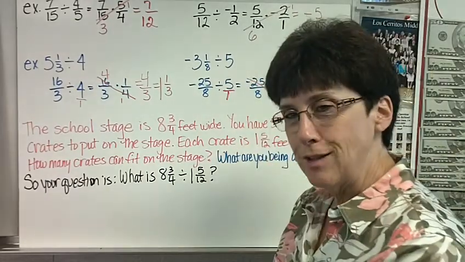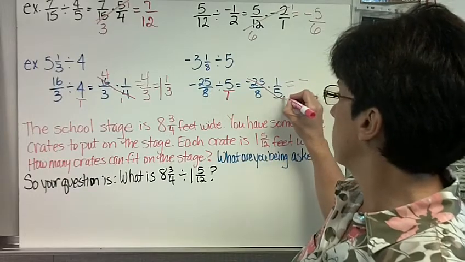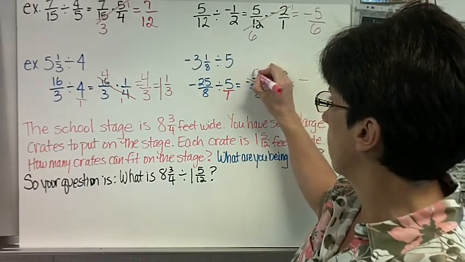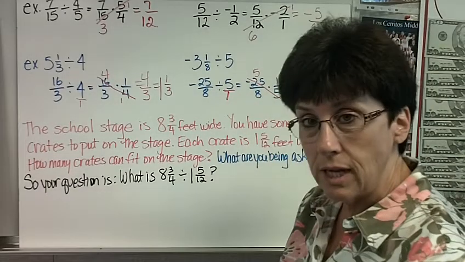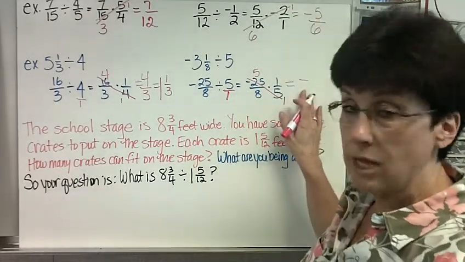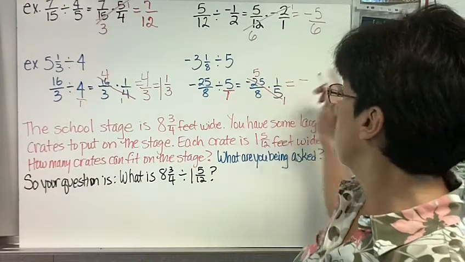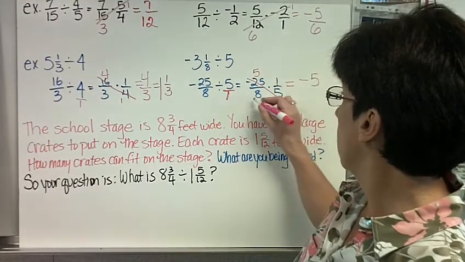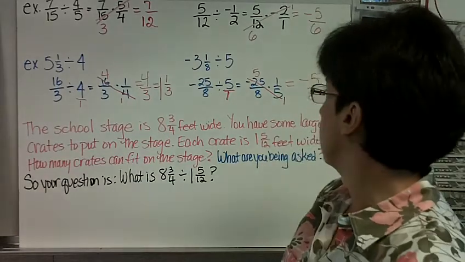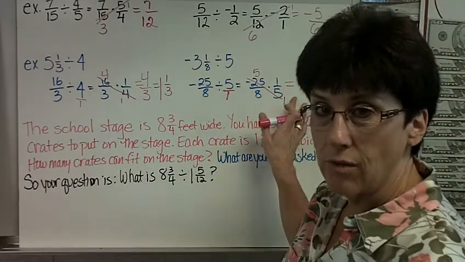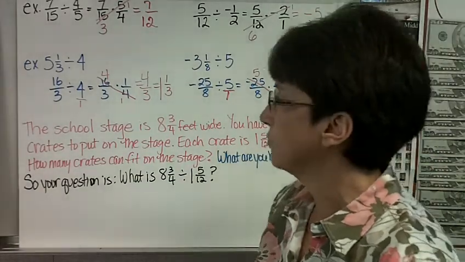Isn't that nice how all these numbers can be simplified? 5 goes into itself once, 5 goes into 25 5 times. Now multiply straight across, and I don't have to worry about the negatives now because I've already determined my answer is going to be negative. So 5 times 1 is 5, and 8 times 1 is 8. So my answer is negative 5/8. And because that's a fraction, I don't have to worry about changing it to improper.